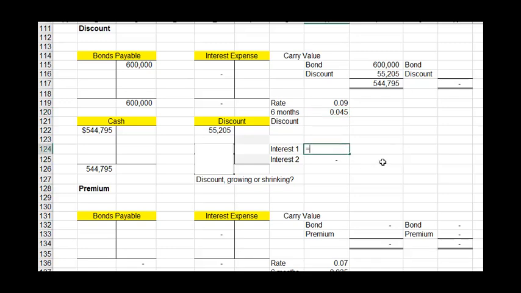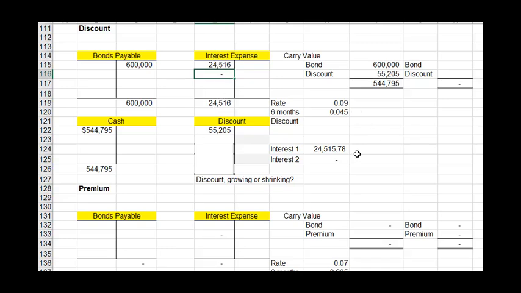Let's go ahead and do it again together. We're going to take our carrying value of our bond, which is $544,795, and we're going to multiply it by our 6-month interest rate. That is going to give us $24,515.78. This is our interest expense. So let's go ahead and put this number up here. This is our interest expense.